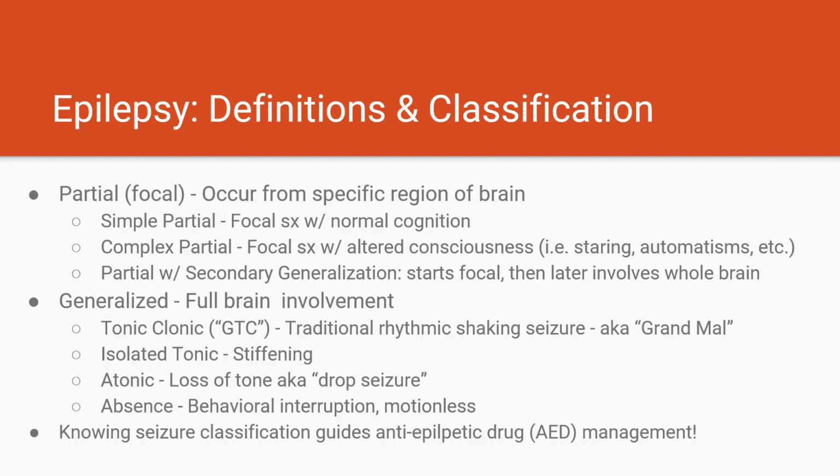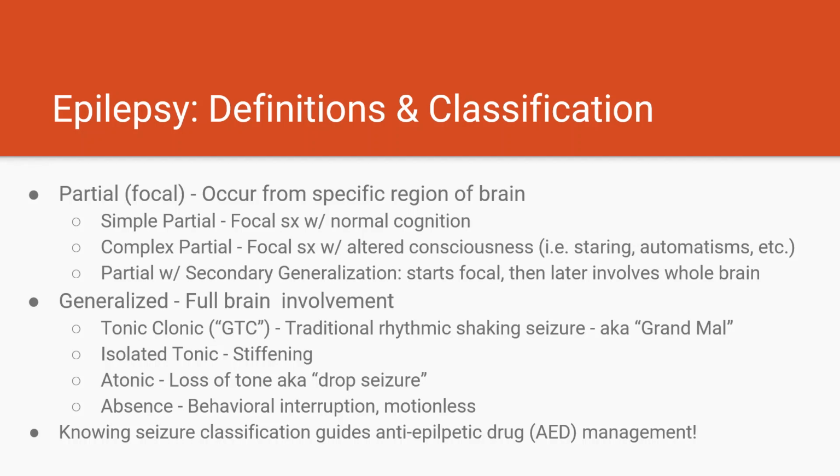And then further generalized seizure types to be aware of include isolated tonic seizures, where the patient loses consciousness and stiffens up severely, as well as atonic seizures where they completely lose tone in their body and fall to the ground. These are also known as drop seizures. And then finally, absence seizures, while not typically associated with motor symptoms, are generalized seizures just because they involve the entire brain at once.